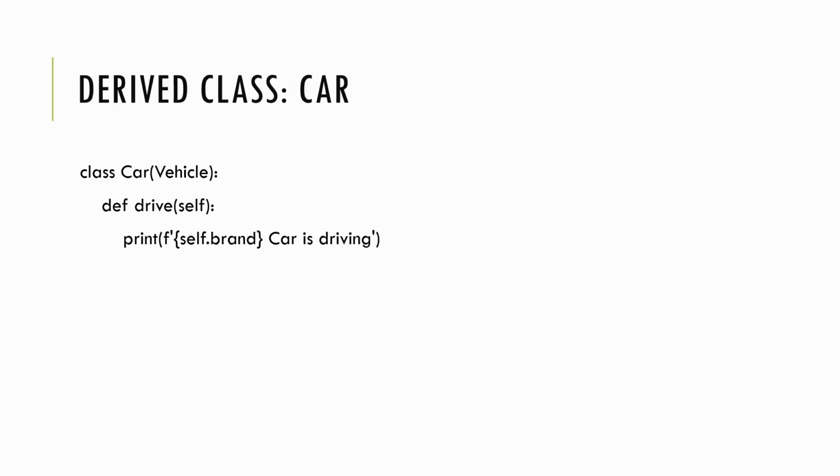Now let's derive a class from vehicle. Here the car class inherits from vehicle but overrides the drive method to specify behavior for cars. The derived class builds upon the base class and adds its own unique features.